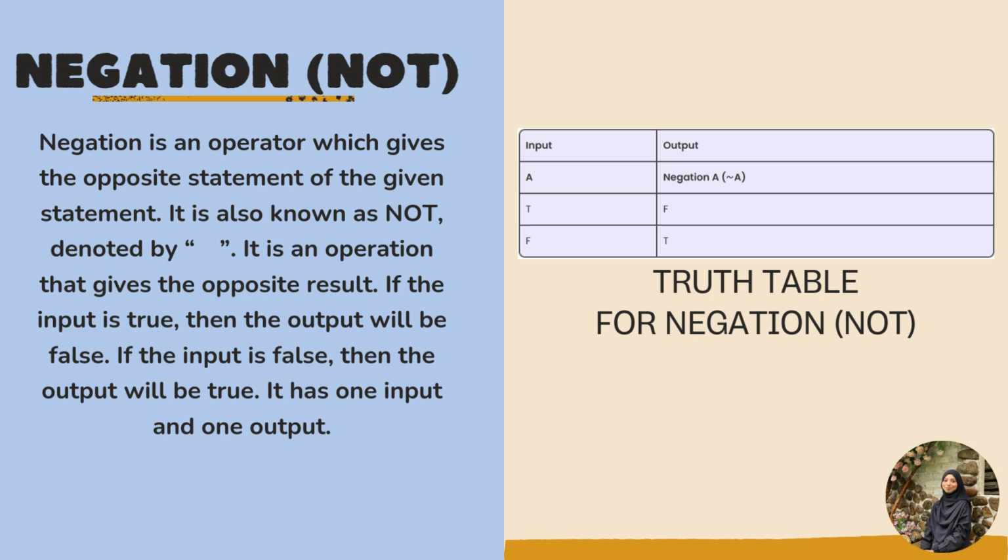So let's go through the truth table for negation. Let's say the input is A and the output is negation A. If A is true, the output will be false, and if A is false, the output will be true.